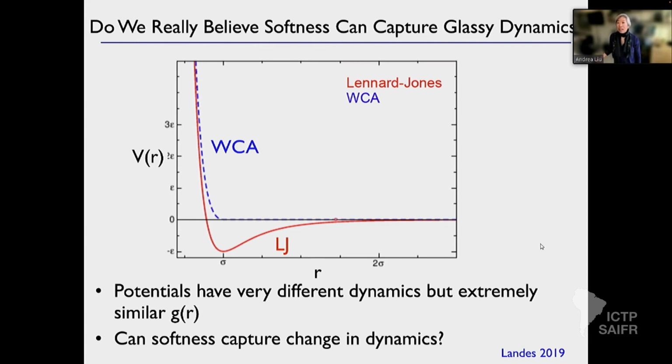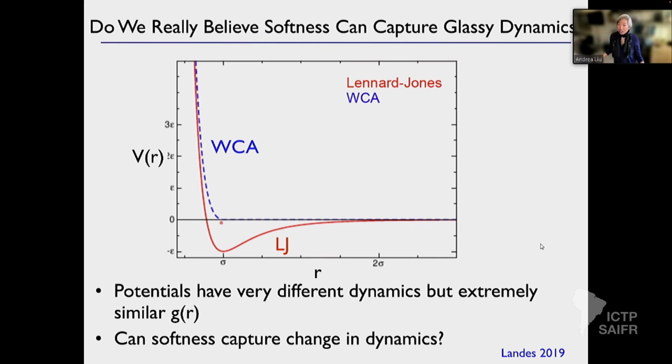And this has been a famous exhibit, the example that's always trotted out in glassy dynamics to say, oh, the potential makes a huge difference. Because these two potentials, which according to this theory of liquids should basically be almost the same, in fact have almost identical g of r's, almost identical pair correlation functions. But they have completely different dynamics. Their glass transitions are really different.